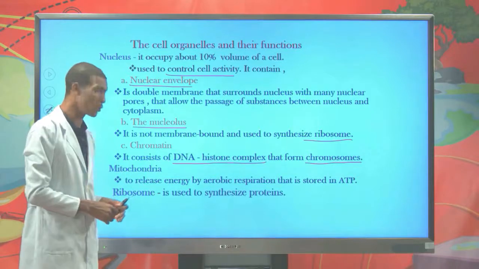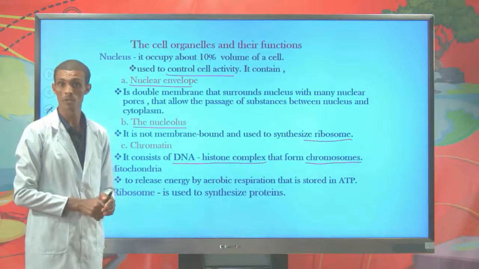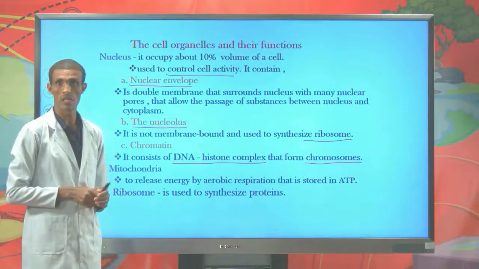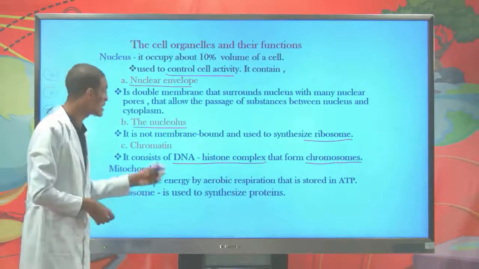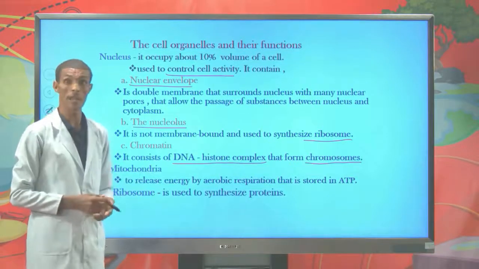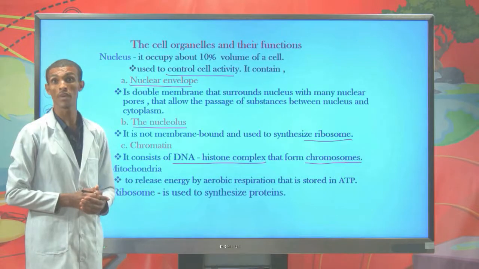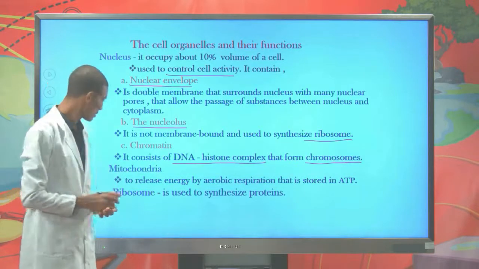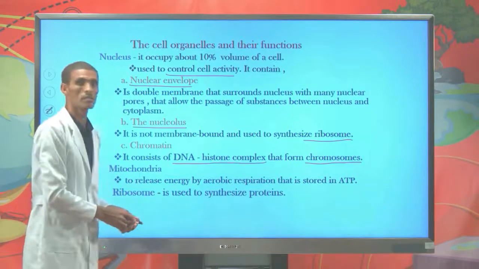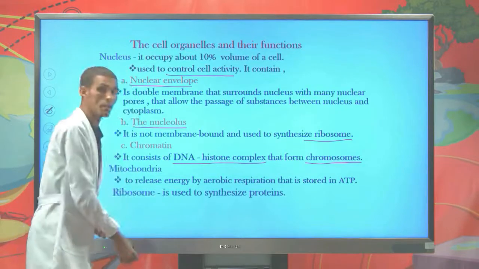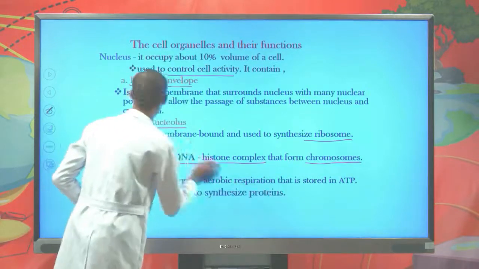Another section is mitochondria. It is bounded by two membranes, and is very important in releasing energy by aerobic respiration, which is stored in the form of ATP. Good. Whereas ribosome is non-membranous, not membrane bounded, and is important in protein synthesis.